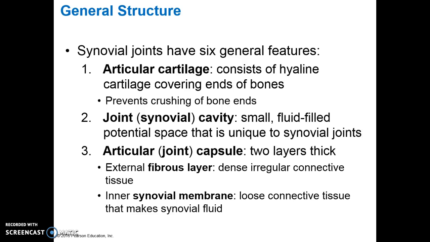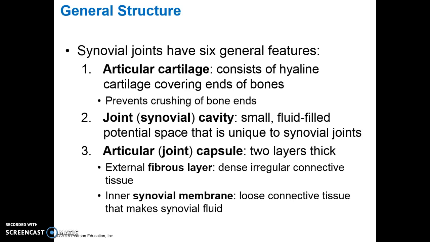As far as the joints, it has an articular cartilage, which consists of hyaline cartilage, and the hyaline cartilage prevents crushing of bone ends. Then we have the synovial cavity, which is relatively small in volume, and it's filled with synovial fluid that lubricates the articulating surfaces. And then we have the joint capsule itself that has 2 layers. The first one is the external fibrous layer that's formed by dense, irregular connective tissue, which has the ability to resist tensile pulling in multiple directions.